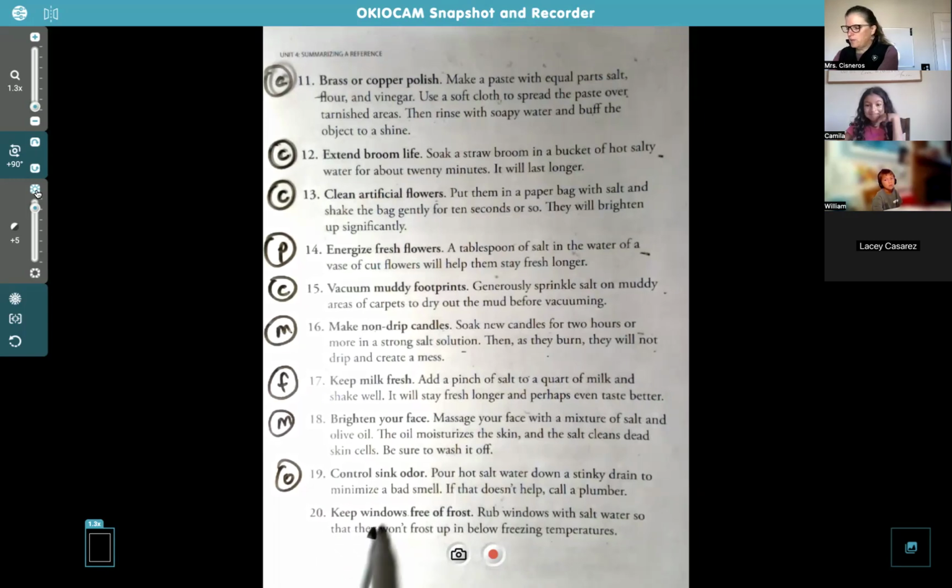Number 20, keep windows free of frost. Rub windows with salt water so that they won't frost up in below freezing temperatures. I did not know that. That would be handy to know on your car, I'm thinking, in the wintertime, when it gets icy out there. So before the ice comes, wipe down your windshields with salty water.